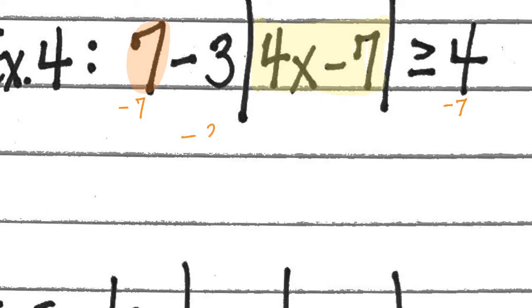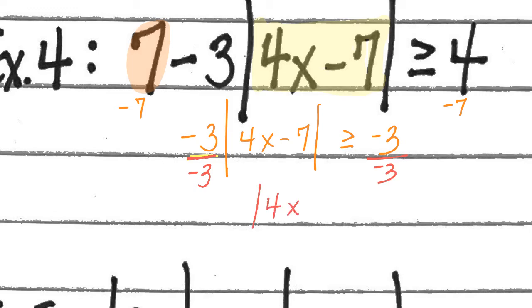And I have -3|4x - 7| is greater than or equal to -3. I still have to get rid of everything around, so I need to get rid of this -3. Good. I'm going to go ahead and divide. When I divide by a negative, I have the absolute value |4x - 7| is less than or equal to 1.